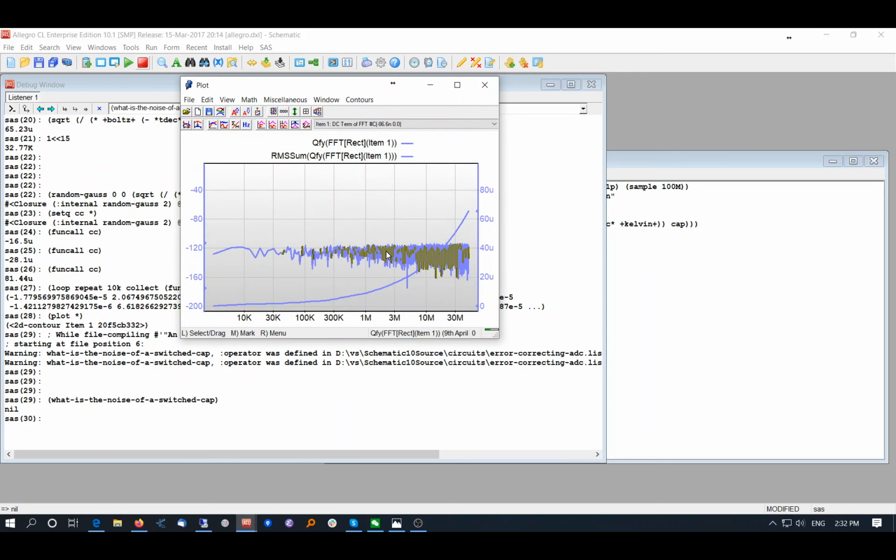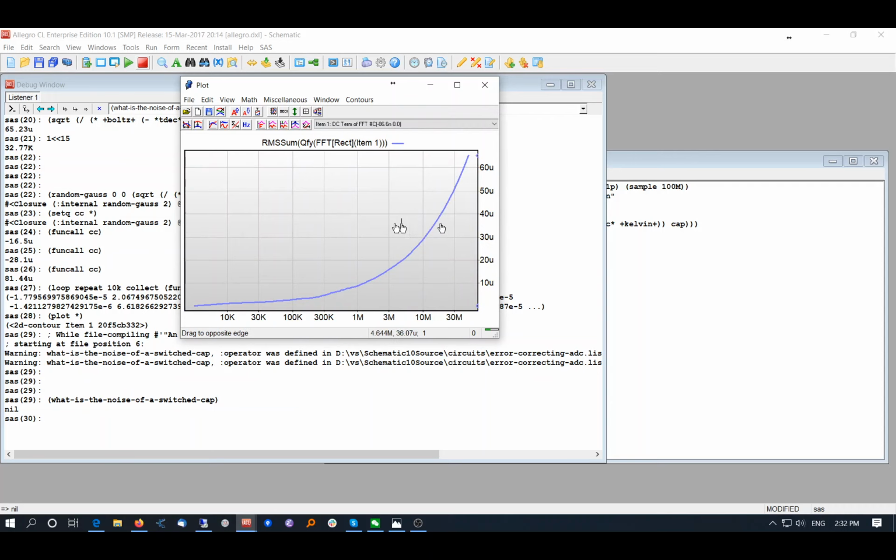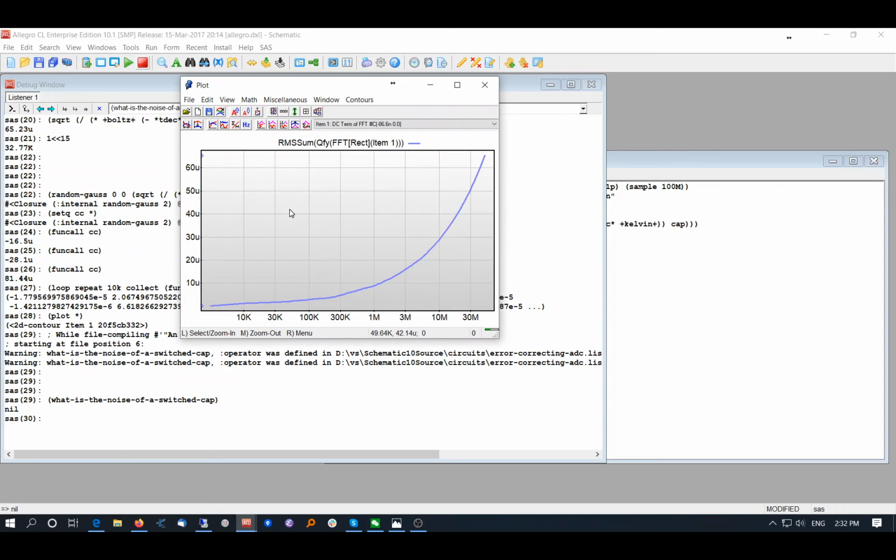Now I'm going to get rid of that guy, and I'm going to move that axis over to the left. What just happened? This is a graph of the RMS sum of the noise that was in that FFT. Look where it ended up here. It ended up at 65.39 microvolts. That's what we are taught if we look on the web.